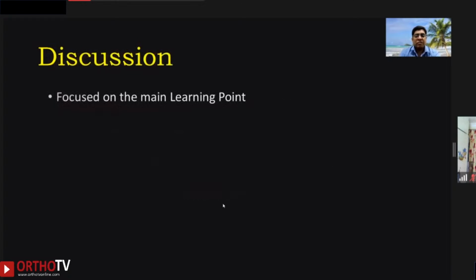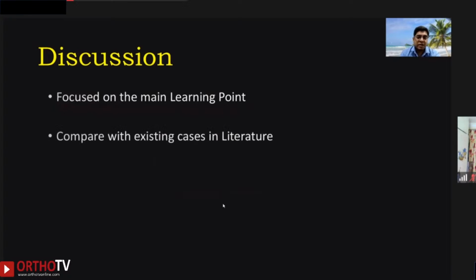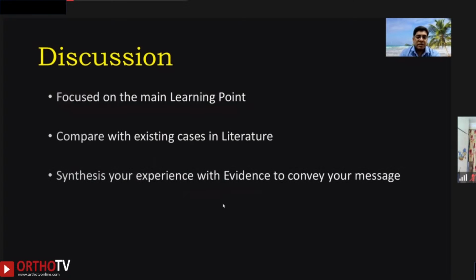In discussion, you have to focus on the main learning point. Like I said, in the first step, you have to ask the question whether this case report will add some clinical relevance to the literature. Discussion is just bringing out that clinical relevance in context with the existing cases in literature. Synthesize your experience with evidence. Now, a case report is not only evidence-based, but a lot of it is also experience-based. So it is a very good synthesis where you can put up your experience as well as evidence in context and present your discussion to the reader.